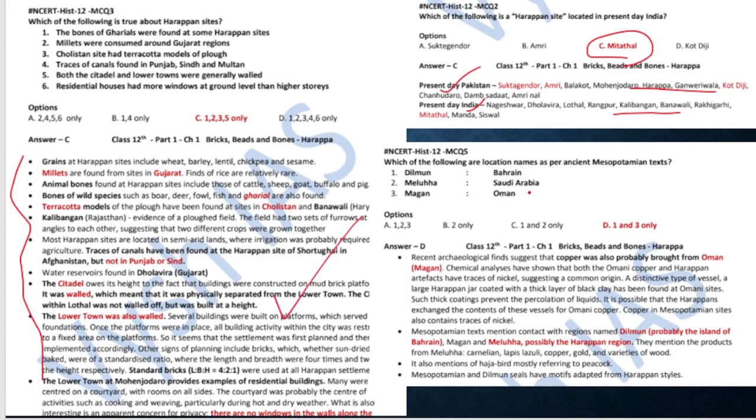Again, match the following: three old names and three new names. This also is UPSC's favorite. Dilmun is Bahrain, Meluha is actually referring to the Harappan area only, the Indian area, not Saudi Arabia, and Magan is the Oman area. That also is there in your NCERT in the same chapter. So when teaching you, you will see this.